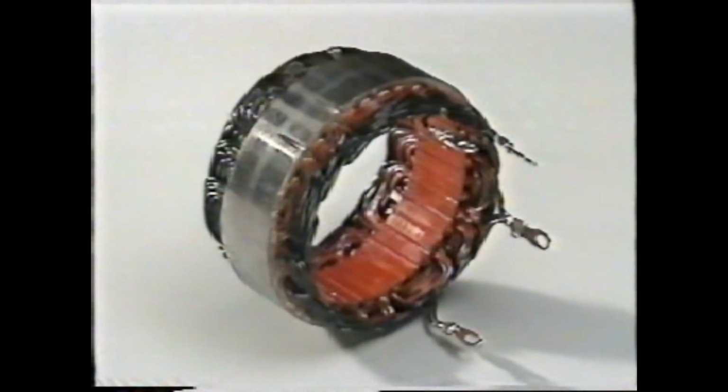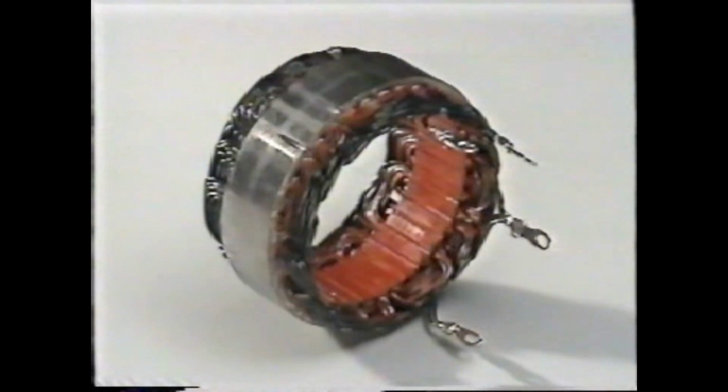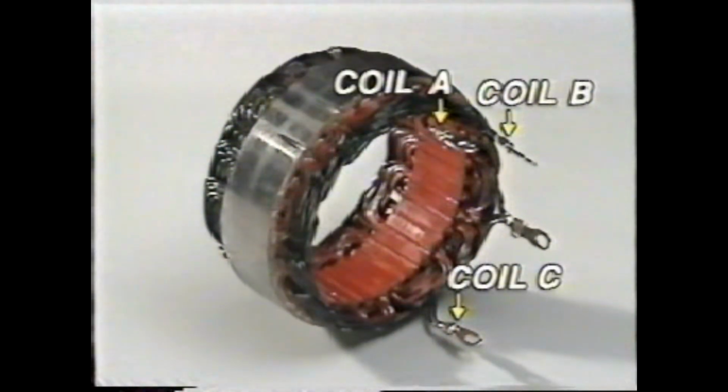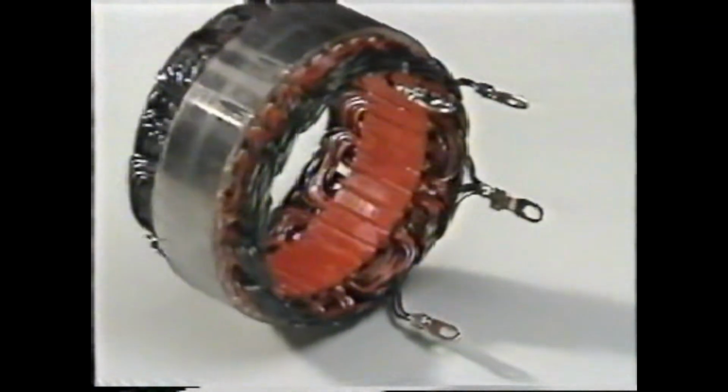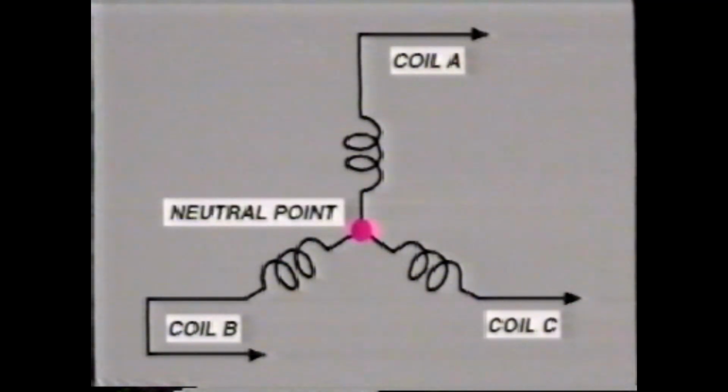The next component is the stator. The stator corresponds to the coil in the first experiment. When the rotor rotates inside it, an electric current is generated in the coil. 3 coils are wound around the stator, and they are connected together at one end, which is called the neutral point. This is a circuit diagram of the stator coils. This is called a Y connection, and the point of connection in a Y connection is the neutral point.